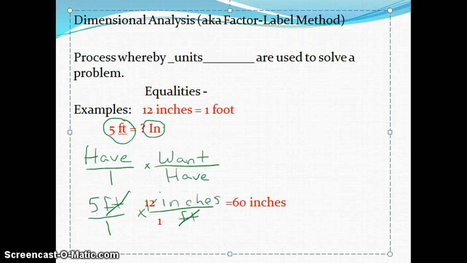And the inches are just as important as the number. If you don't have 60, that's going to be wrong, but if you don't have inches, you're going to get half a point taken off. So make sure you include the units that you are solving for.